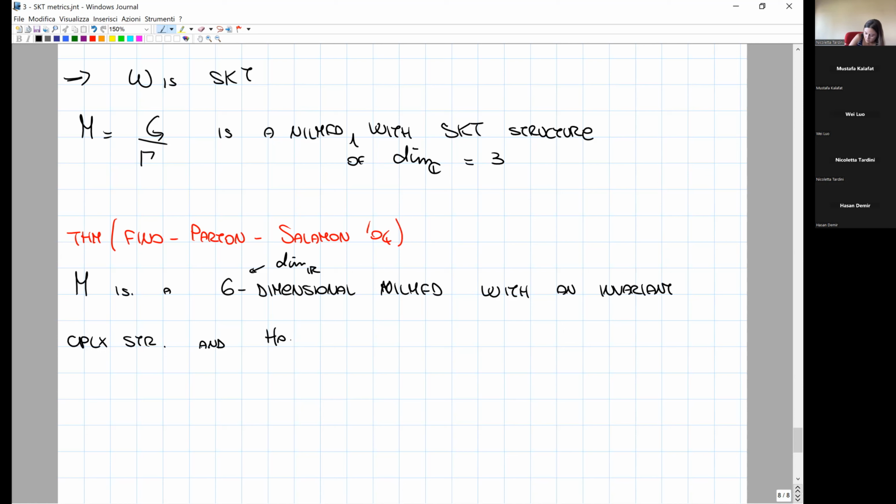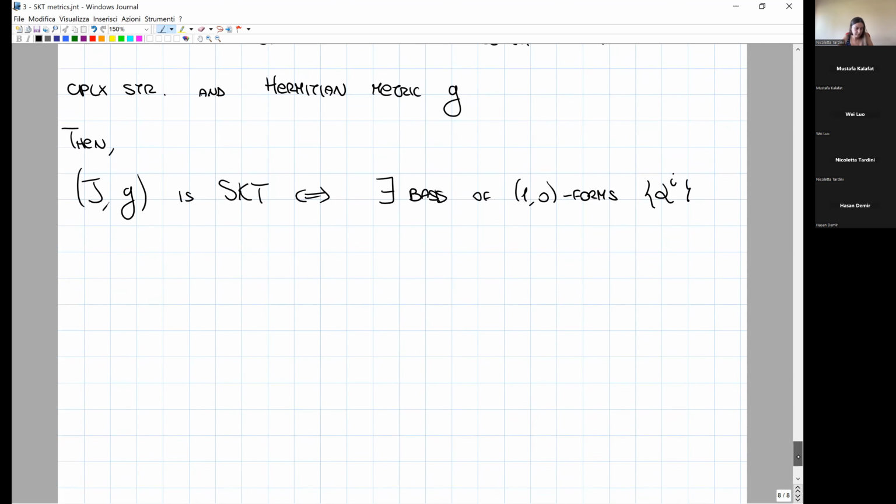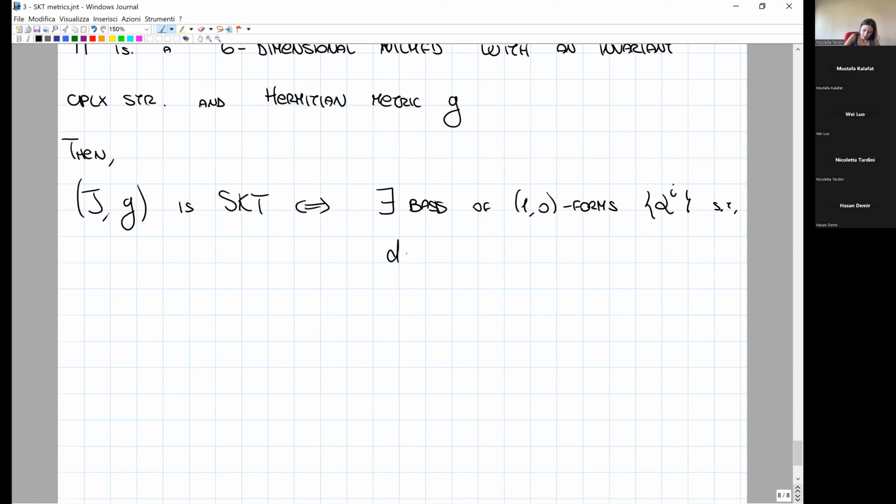and Hermitian metric G, then J, G is SKT if and only if there exists a basis of 1-0 forms, let me call this alpha i, such that the differential of alpha 1 and alpha 2 is equal 0. And then the differential of alpha 3 is equal to A.